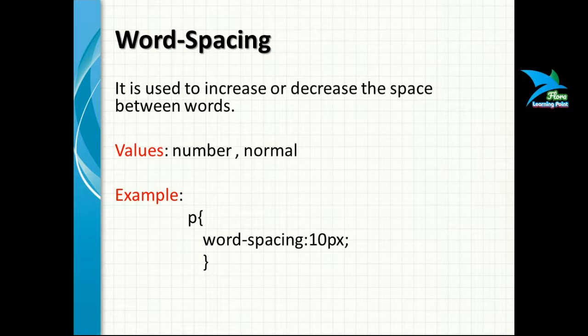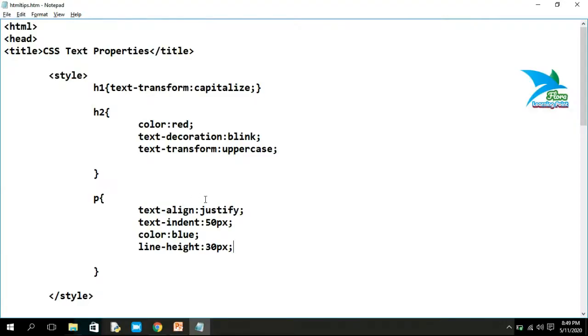Next, we are having word spacing. It is used to increase or decrease the space between words of a paragraph. So that means you can specify the word spacing value as a number or normal. Normal means nothing will change. Here we have assigned 10px as the word spacing for the paragraph tag. So let's start with the example.